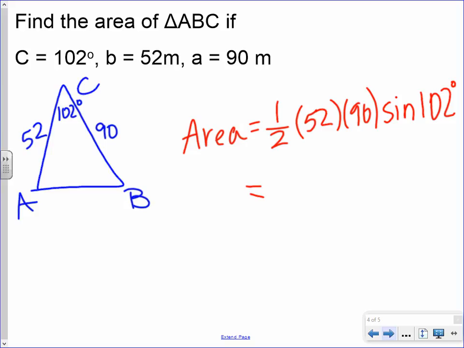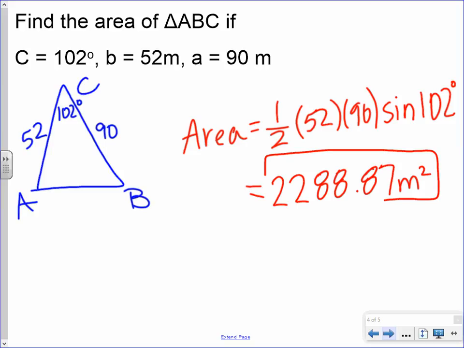Anyone have an answer for me? I got 2,288.7 square meters. Ooh, and I like that you included those square meters. If there is a label, I expect you to include it. Also, I want to be clear that my expectation is that we round to 2 decimal places. Round to 2 decimal places if you need to round.